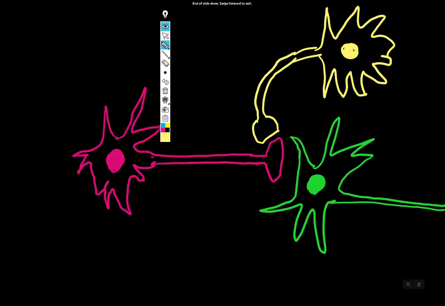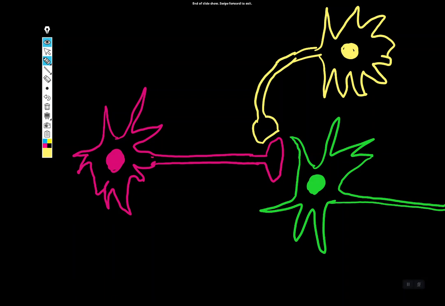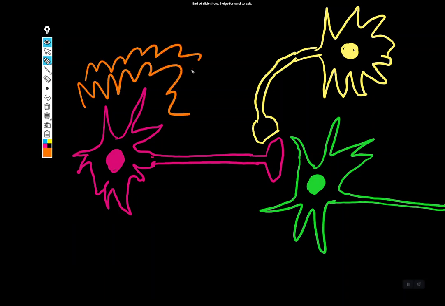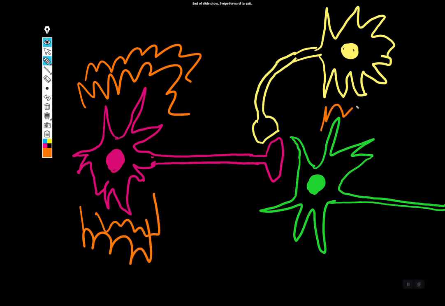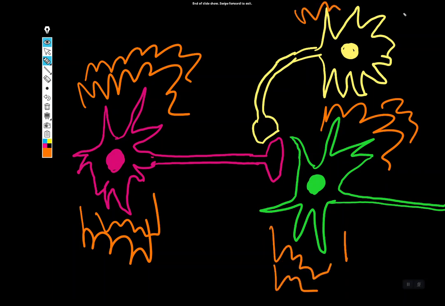So the reason that I'm talking about this in relation to sleep is because when there's a lot of activity during the day, when you're awake, because you're really using your prefrontal cortex hard, I'm just going to represent activity as being orange wavies. We have exocytosis of neurotransmitter happening a lot. And that's going to result in waste products.